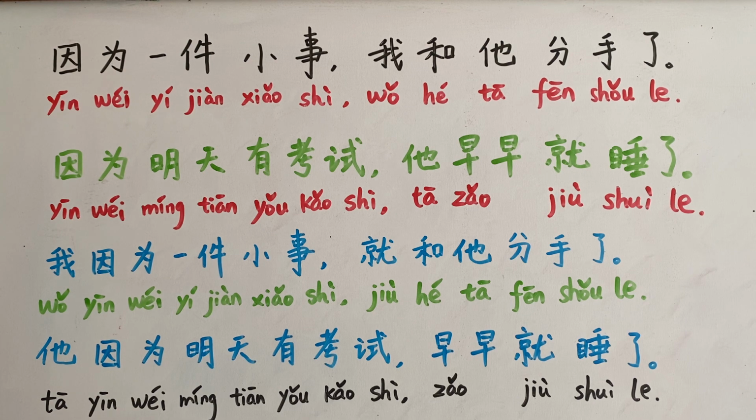Okay, in this video we have talked about the Chinese conjunction word 因为, because. I believe there are some more variations of this 因为, we'll figure that out, and maybe we will have another video to talk about this kind of conjunction.